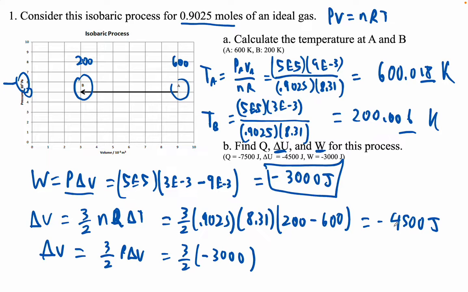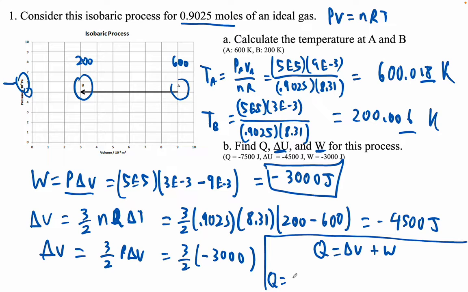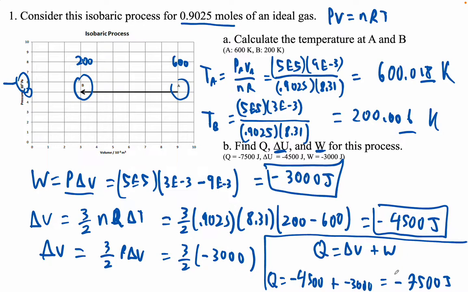So now we can figure out the Q. We'll save this space to figure out Q, and this is terribly difficult. Q is delta U plus work. So Q is going to equal negative 4,500, and that's the delta U, this guy, and then plus negative 3,000. And that is negative 7,500 joules.